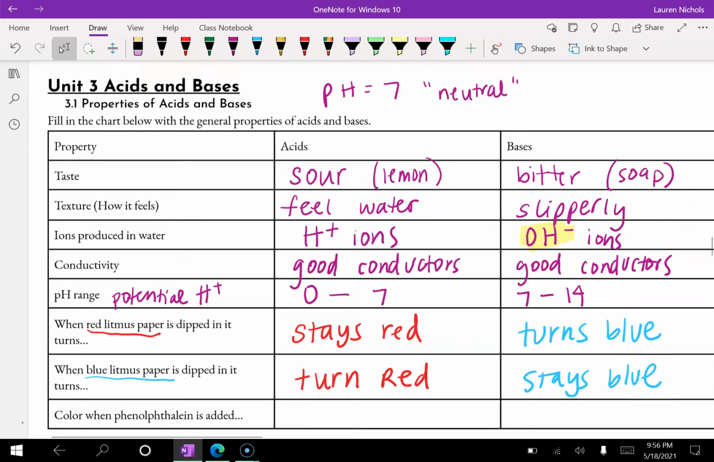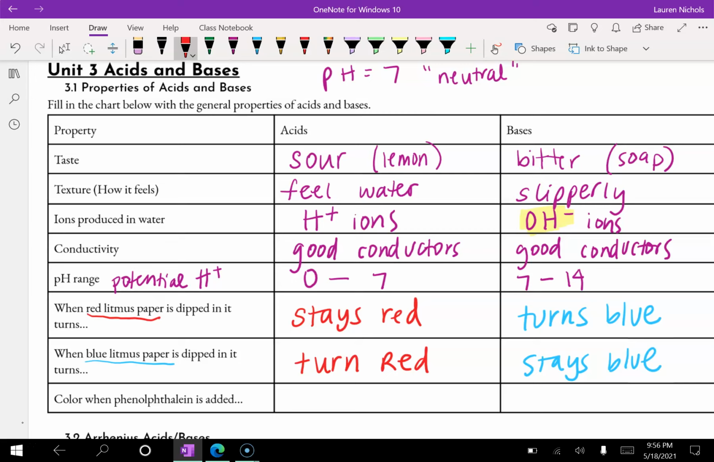Now, phenolphthalein is another indicator, and the way you pronounce it is phenolphthalein. Okay, that's kind of how you pronounce it. And when you add phenolphthalein, it's a liquid, to an acid, it will stay clear. But when you add it to a base, it will turn bright pink.